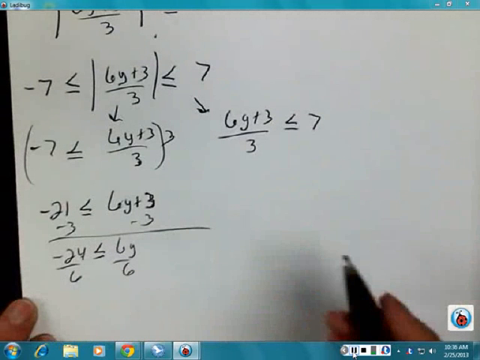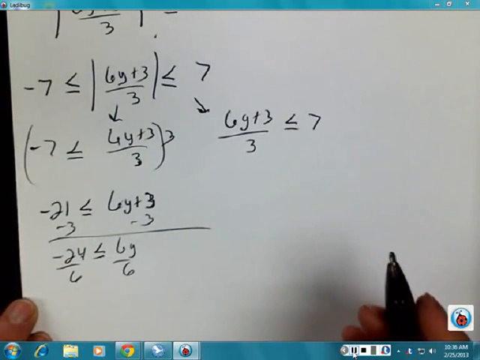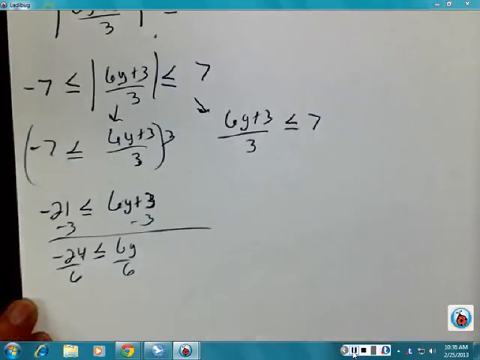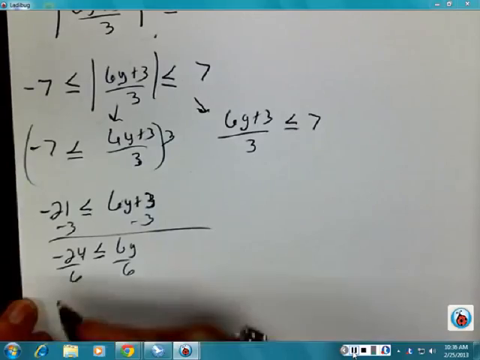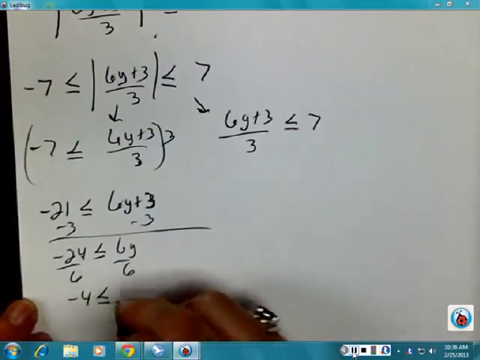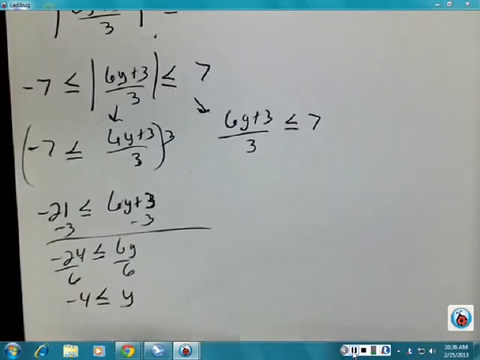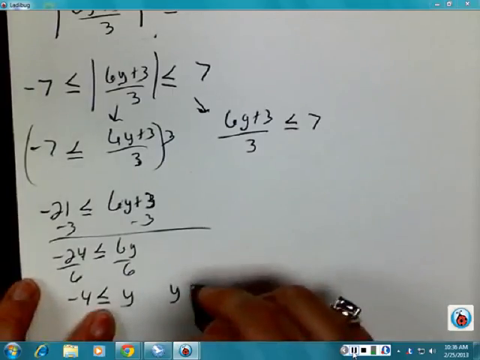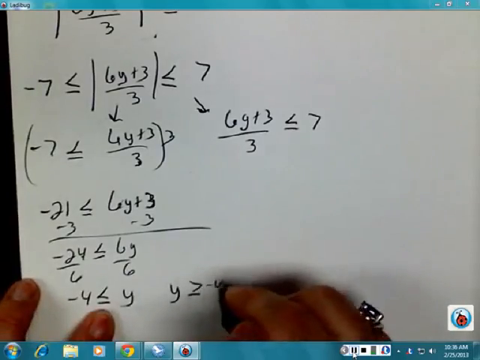And negative 24 divided by 6. What's negative 24 divided by 6? Negative 4. Okay. But that's not set up to do my graphing, so it's y is greater than or equal to negative 4.